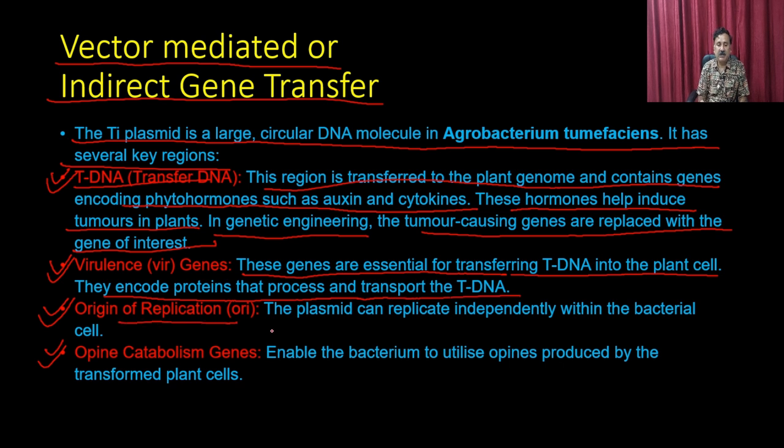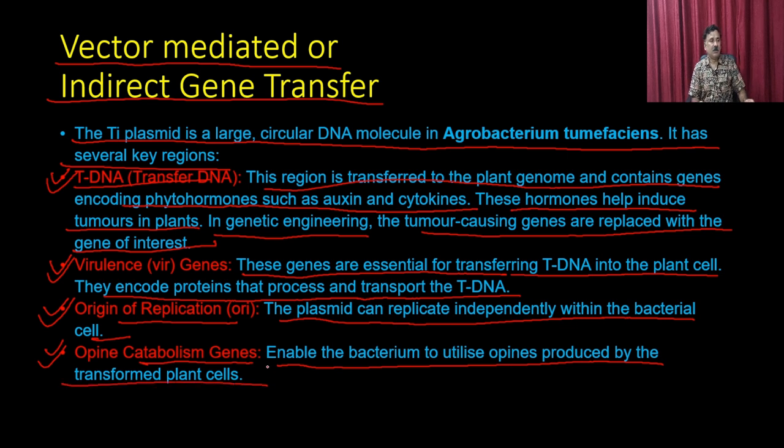Then we have the origin of replication. The plasmid can replicate independently within the bacterial cell. And then we also have the opine catabolism genes that enable the bacteria to utilize the opines produced by the transformed plant cells.